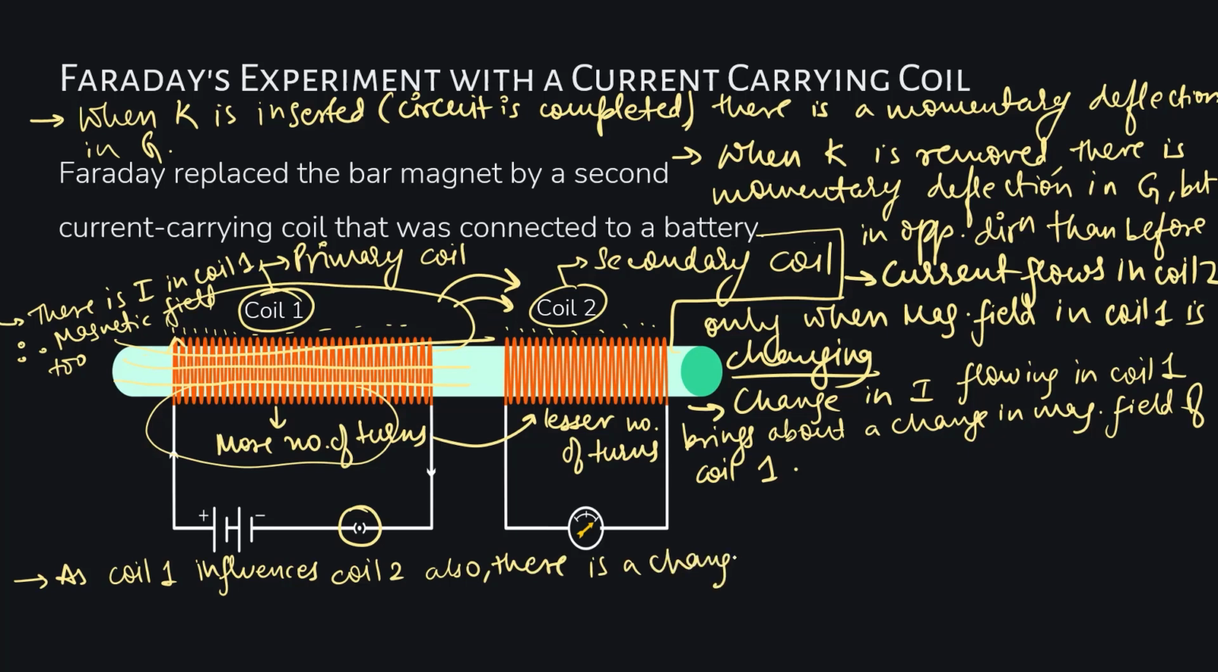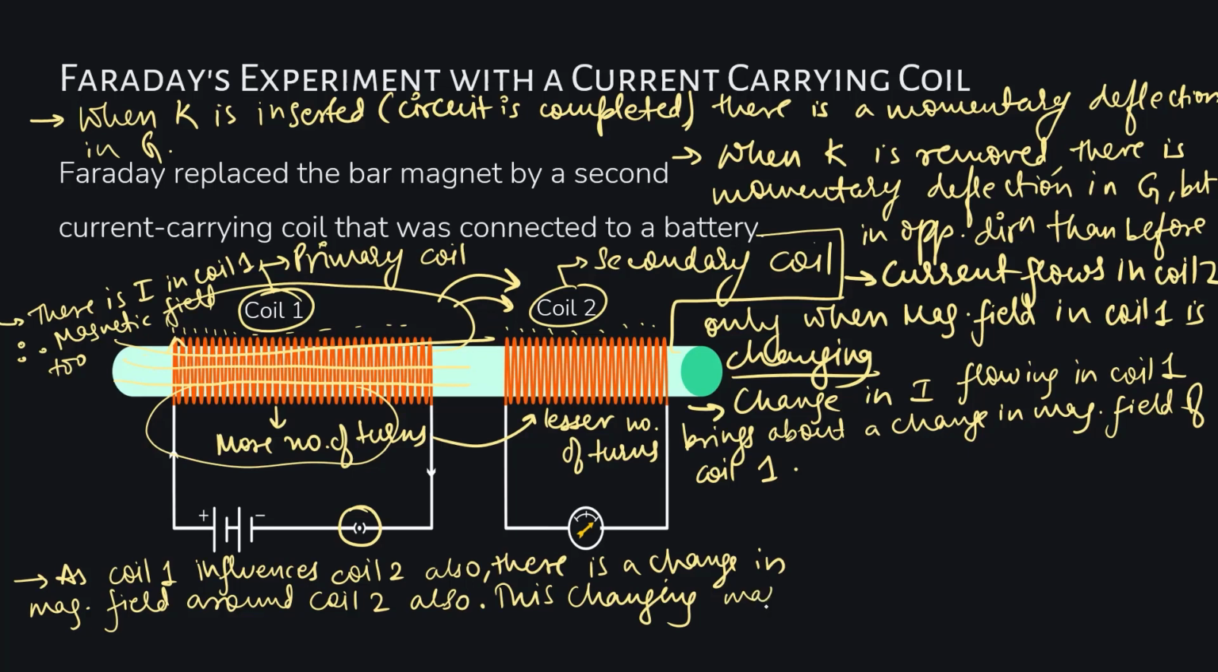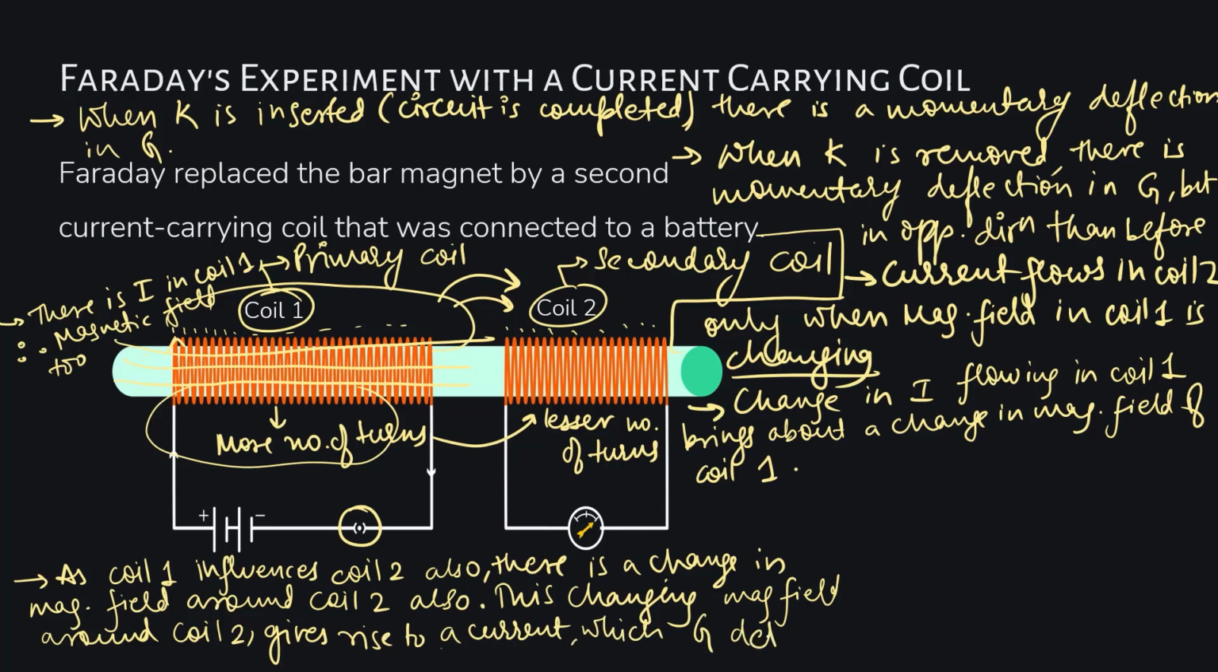a change in magnetic field around coil 2 also. This is the important point. This is the actual crux of this statement. This changing magnetic field around coil 2 gives rise to a current in coil 2 only, which the galvanometer detects.